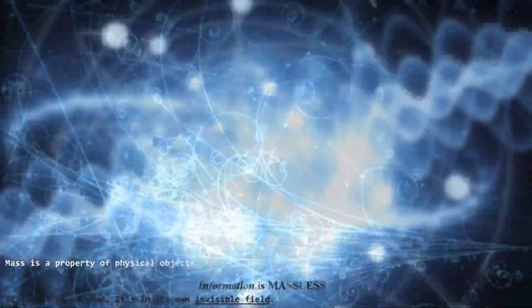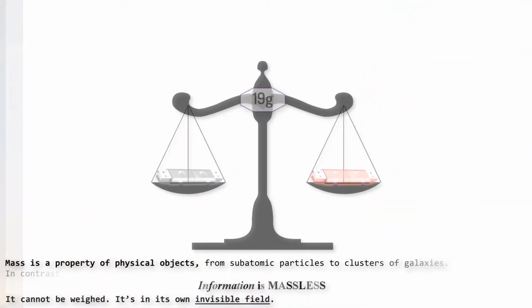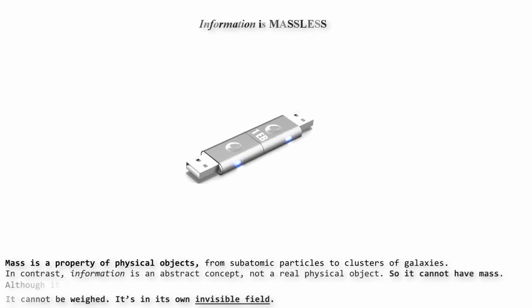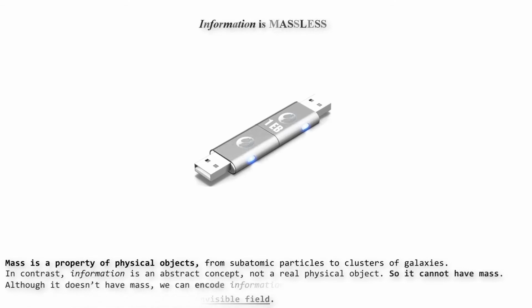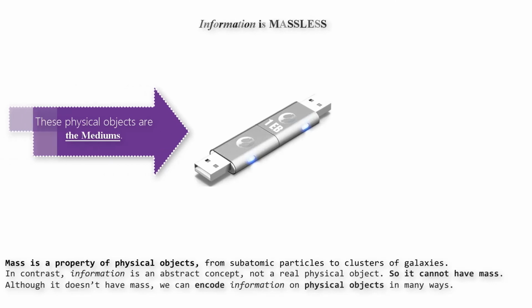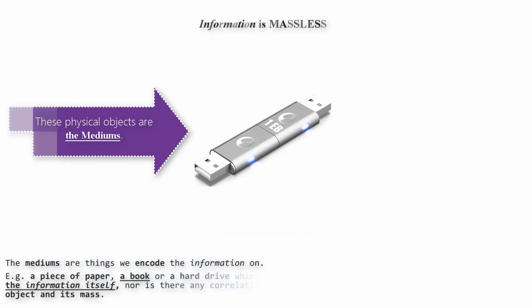Mass is a property of physical objects, from subatomic particles to clusters of galaxies. In contrast, information is an abstract concept, not a real physical object, so it cannot have mass. Although it doesn't have mass, we can encode information on physical objects in many ways. These physical objects are the mediums. The mediums are things we encode the information on.